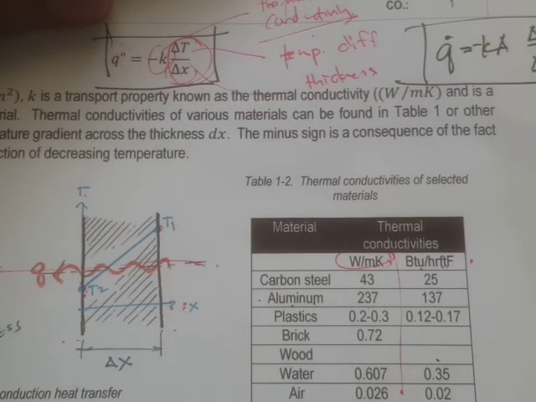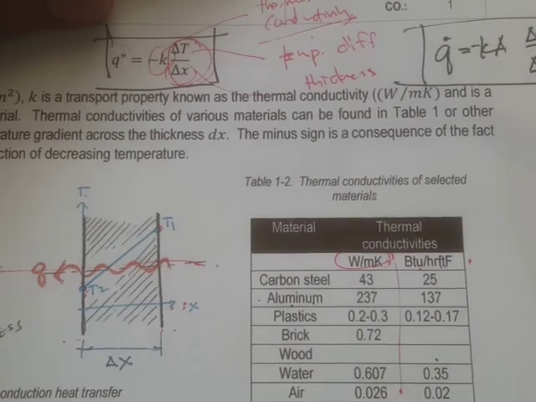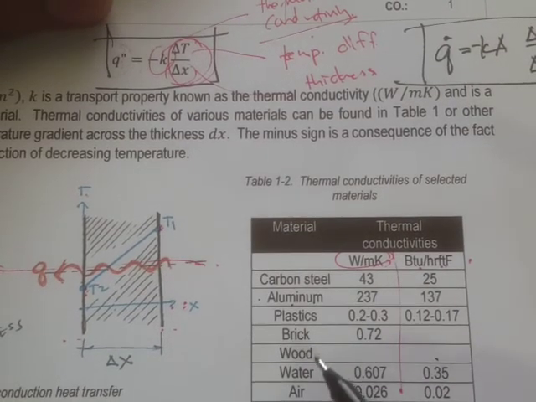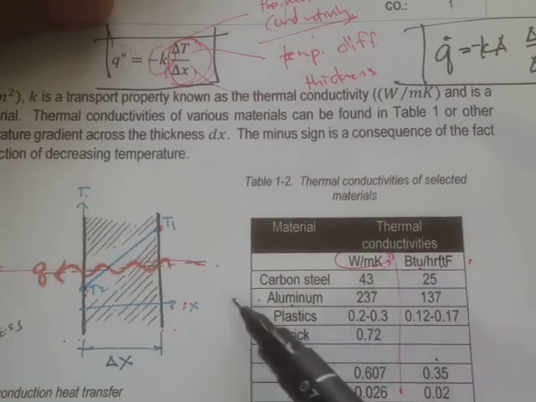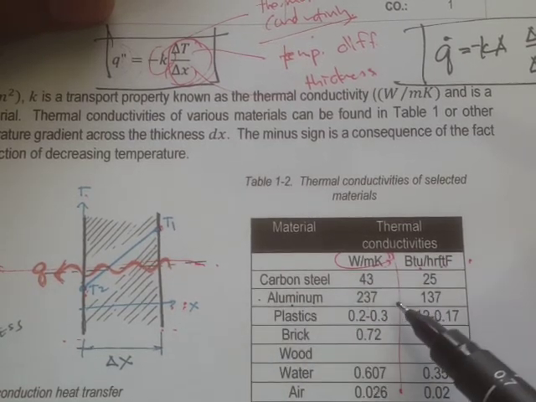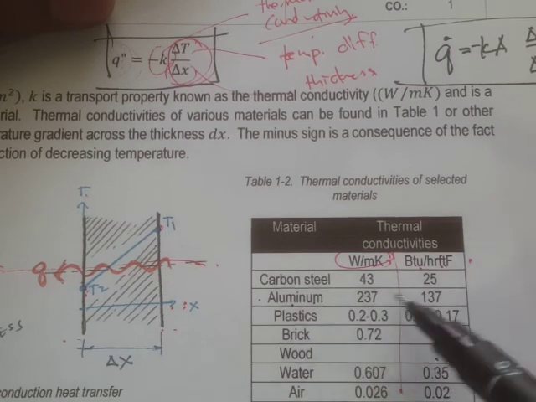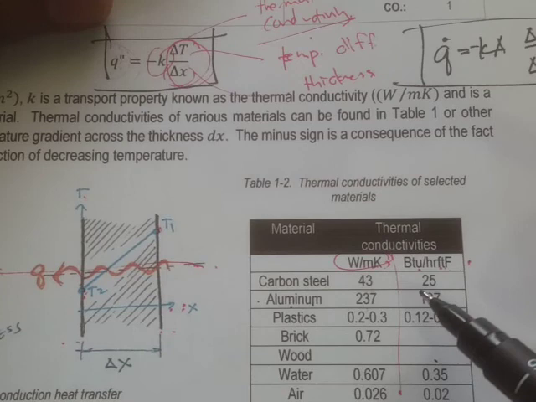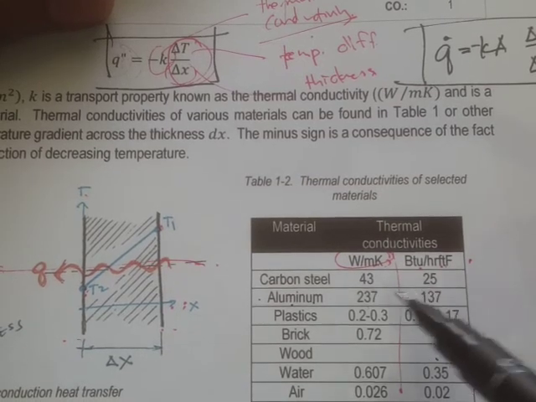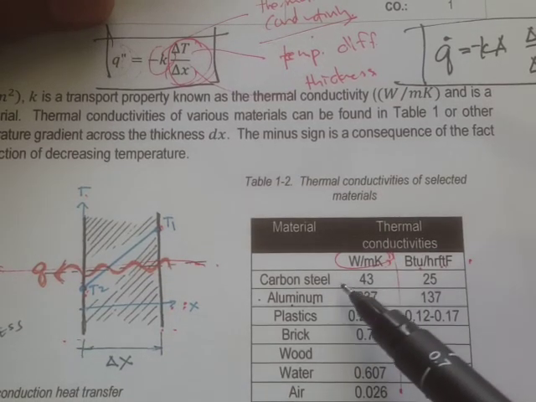That's the reason why when you cook rice in an aluminum rice cooker, it's much faster than cooking rice using, let's say, stainless steel.